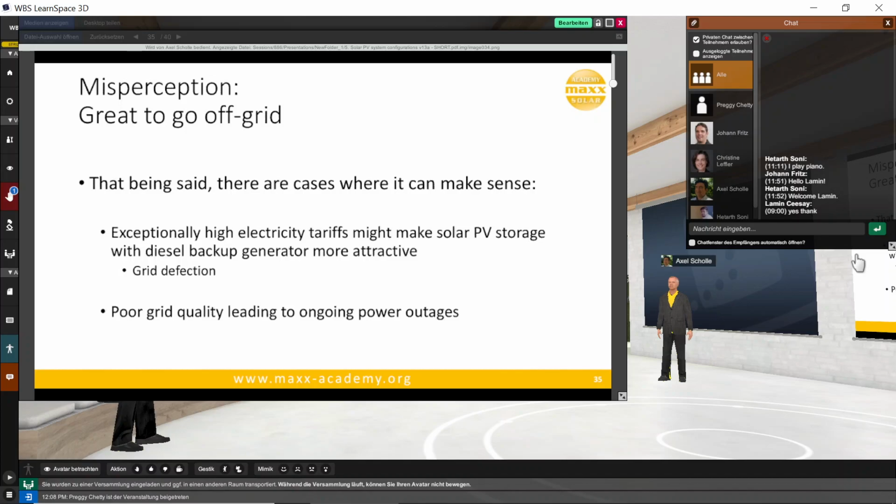And if the provision of a grid connection costs you too much money per month, you'd have to pay a standby charge for it. Then you would say, okay, I'm cutting it because it's just too expensive and I'm going to operate in an off-grid manner permanently. But it is a commitment, and you are then responsible for your own electricity. It must be financially worth it. Poor grid quality leading to ongoing power outages is another reason why you would do it.